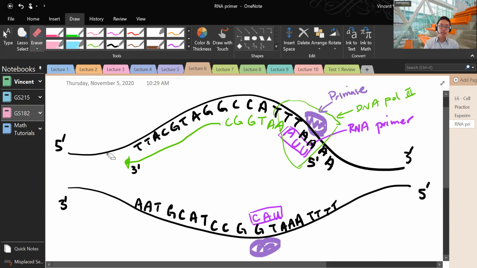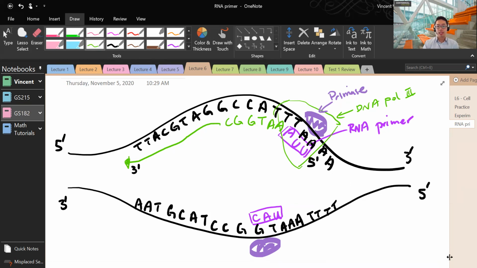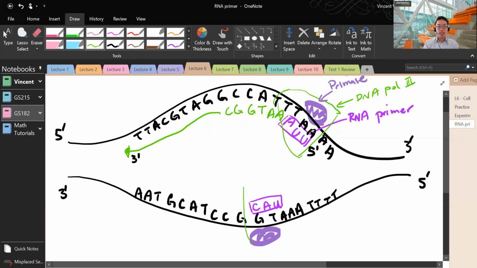So as the replication bubble gets bigger and bigger, as helicase opens up the fork more, the top strand here is going to keep on growing and growing. That is not the same case for the bottom. Okay, so here we're going to have a DNA polymerase 3 again. Now, which way is the DNA polymerase 3 going to go in this case? Is it going to go to the right or is it going to go to the left?